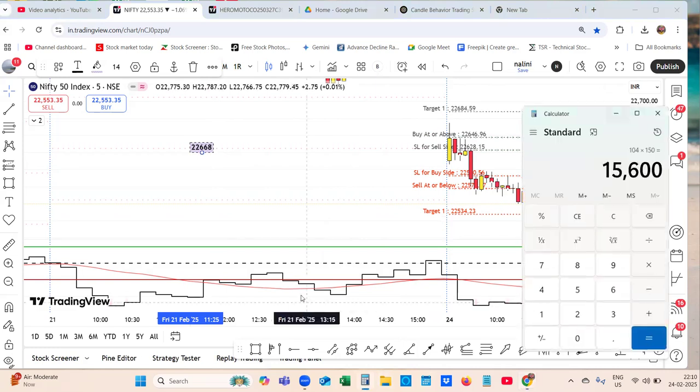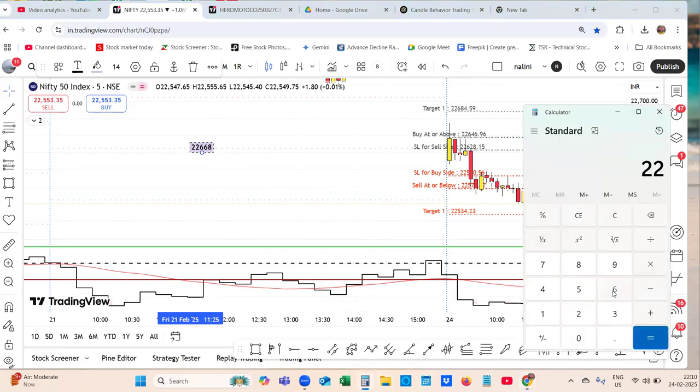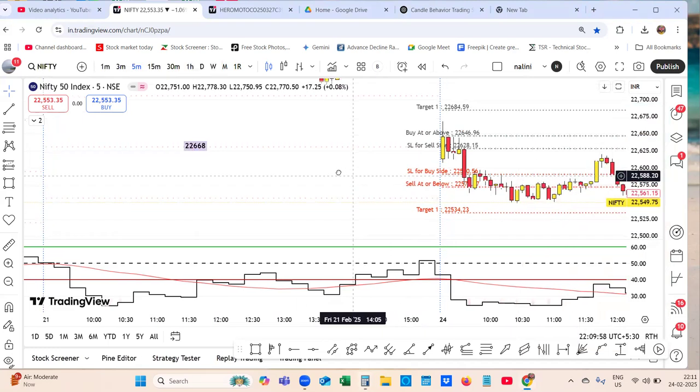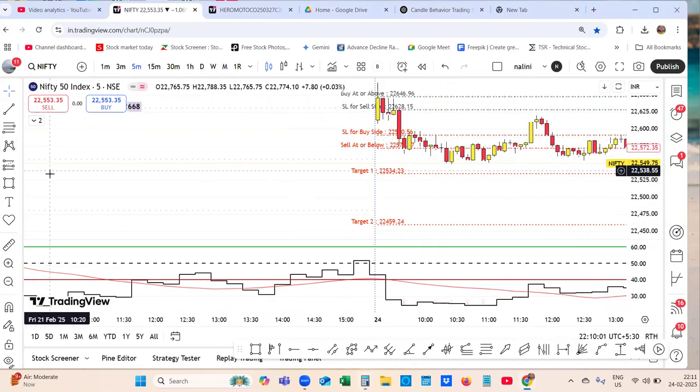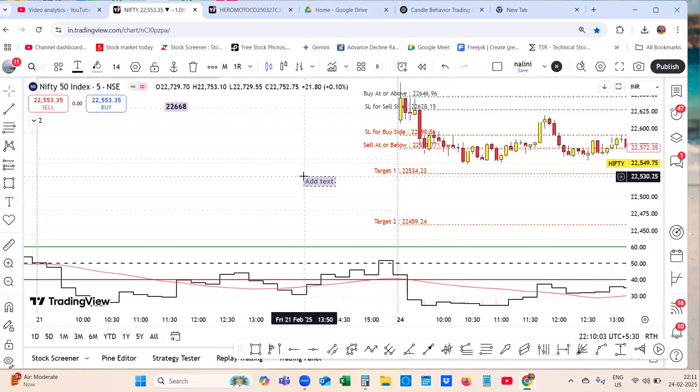So if I square root 22,668, I'm getting this value, 150.55. Then I'm minusing the 0.618 Fib ratio, the golden ratio. I'll get a value and then I'm squaring it off to get the exact level, 22,482, as my stop level.